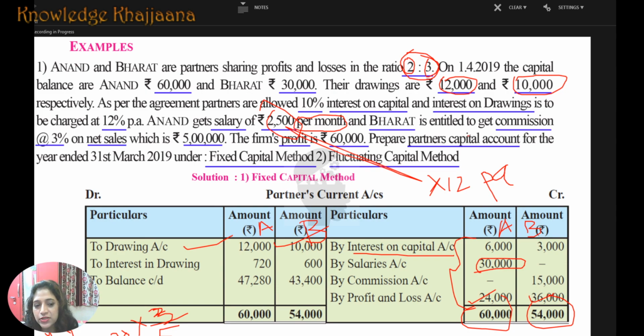So, as we have seen in the provisions of partnership accounts, when nothing regarding the date is mentioned, then what is done? Interest is to be charged on the drawings for an average of 6 months. Okay, 6 months. Now, 12,000 is the drawing done by Anand. We have to charge at 12%.